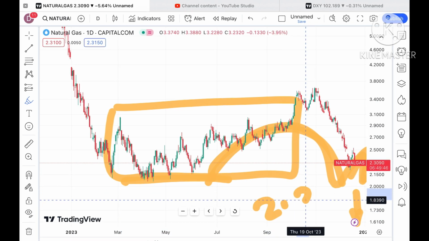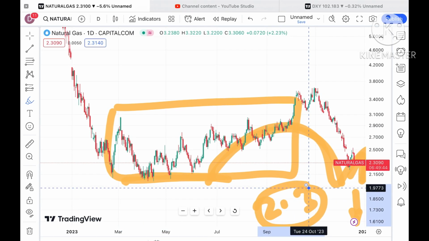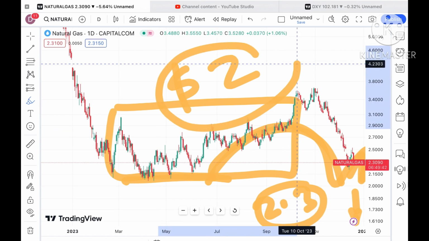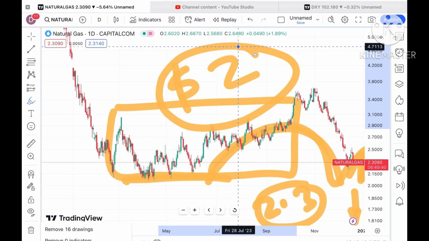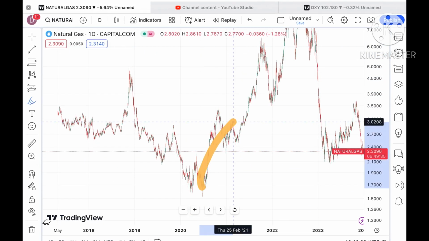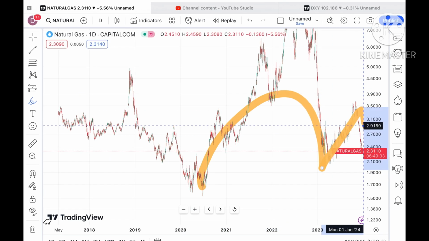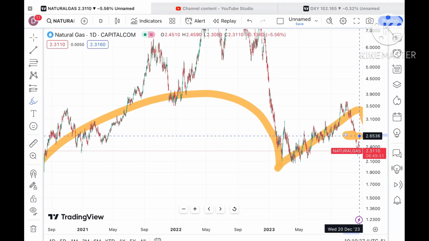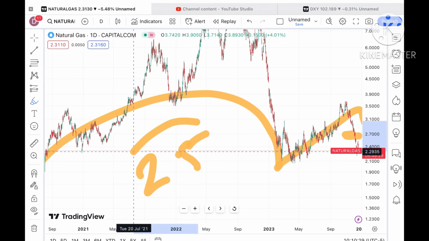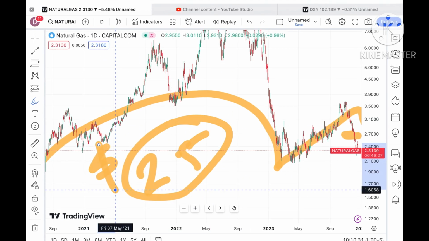This is the zone where the price of natural gas was moving for quite 8 months in the range of 3 and 2. So if the price falls below a level of 2.3, chances of crossing a level of $2 we can see. If you look at 4-5 years, you will see that an opposite cup pattern is forming and there is a clear pattern.